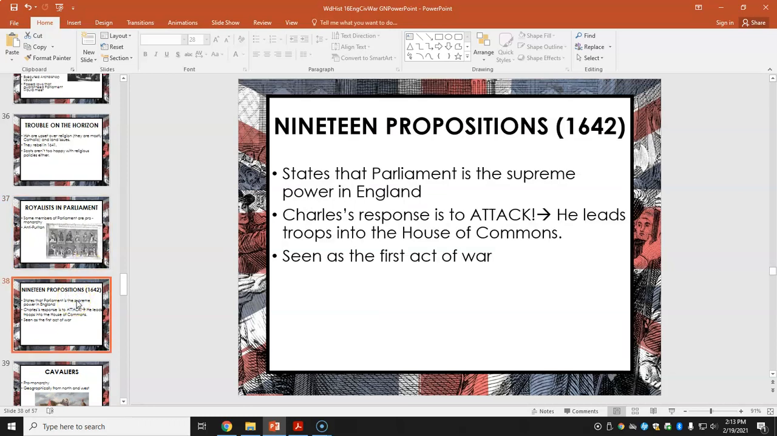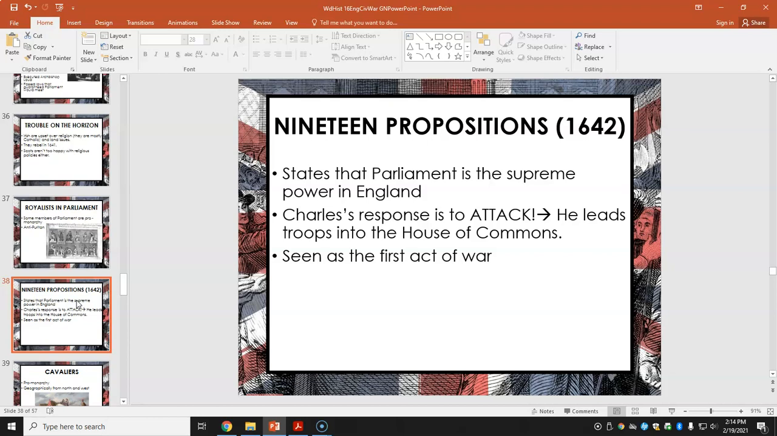In 1642, we have the 19 Propositions. This document states that Parliament is the supreme power in England. Charles has a response to this, and he said that he is going to attack. So what does he do? He leads troops into the House of Commons, and this is seen as the first act of war.